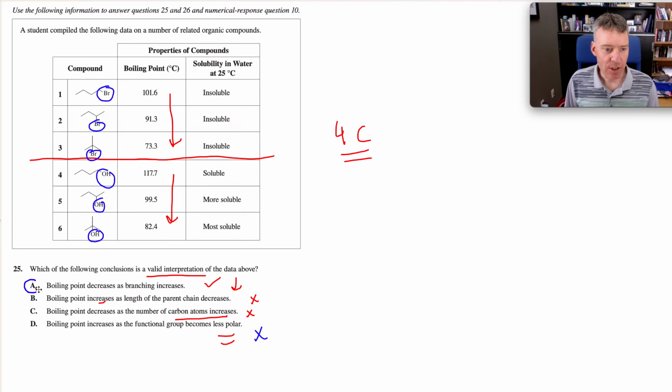So A is sort of the only one that works. This is the valid interpretation for the data above. Okay? But this is a much trickier question than the other ones we've gone through.